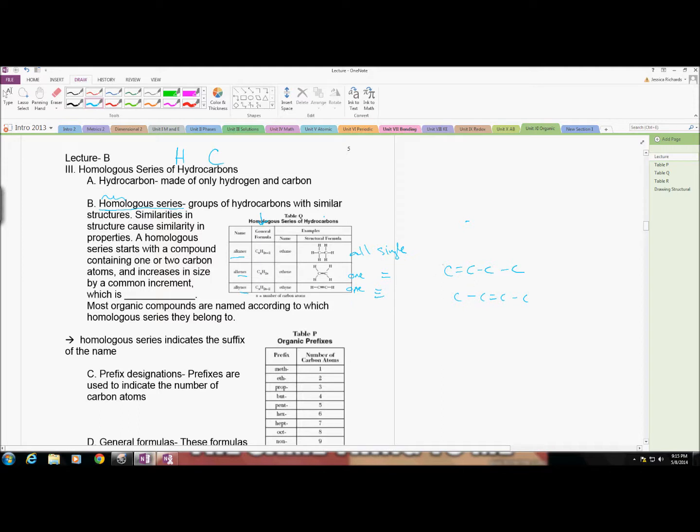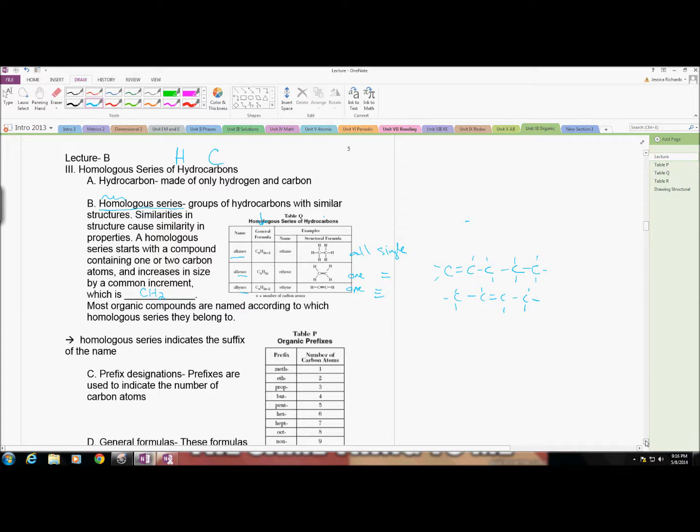When we look at different structures for any of the homologous series, and we put the correct number of hydrogens on these guys, they are going to be different always by one more carbon and two more hydrogens. So if you have 1, 2, 3, 4, 5 carbons and 10 hydrogens, this one that has 4 carbons has 8 hydrogens. Always different by one carbon and two hydrogens.